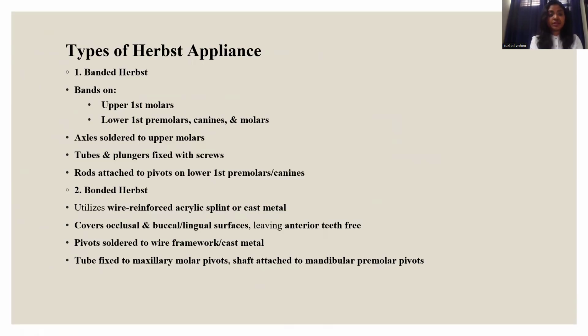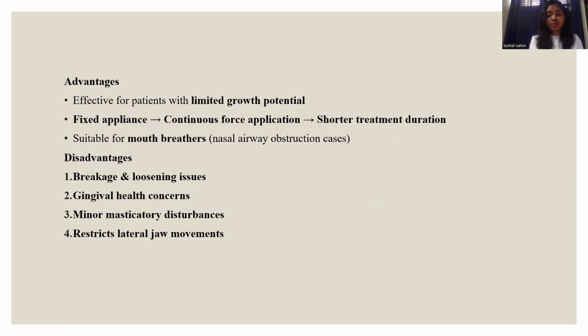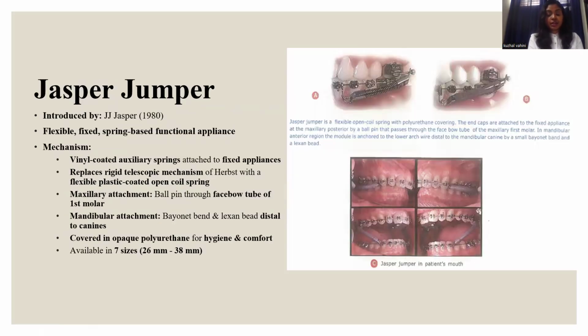The types of Herbst appliance could be a banded Herbst appliance or a bonded Herbst appliance. The treatment effects are class 2 correction, overjet reduction, and restriction of sagittal maxillary growth. The advantage is that it is effective for a limited growth potential period. That is, the patient has already crossed the active growth. Then even in the limited growth potential, we can give such cases. The disadvantages could be breakage of the appliance or gingival health concerns.